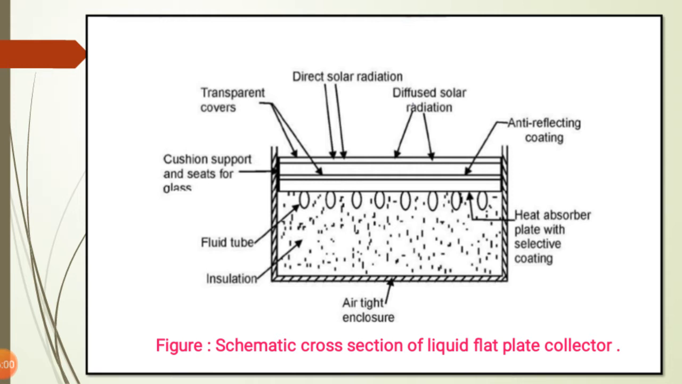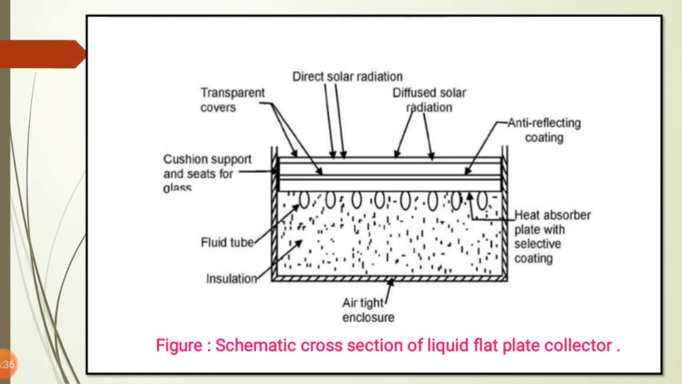After that, there is insulation, which reduces the heat losses, and the small circular parts shown in the figure are the fluid tubes. These tubes are attached to the absorber plate, the horizontal line above the small circles, which is the heat absorber plate with selective coatings. Selective coatings help to absorb all the radiation. Now above the heat absorber plate, there are two layers.